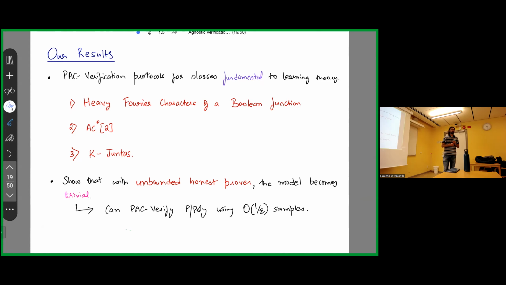Is it easy to see that it trivializes, or are you going to tell us about it? Yeah, I'll tell you about this. It's not straightforward, but it also uses one or two ideas. We can get there.